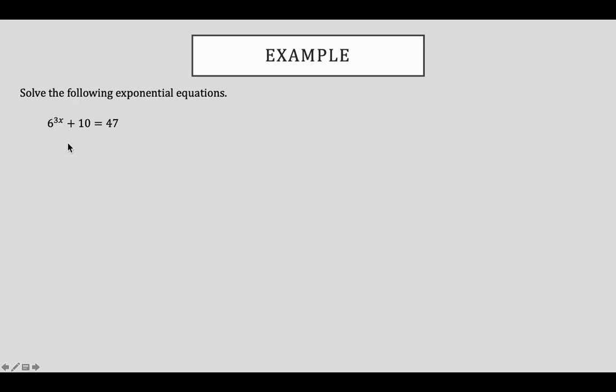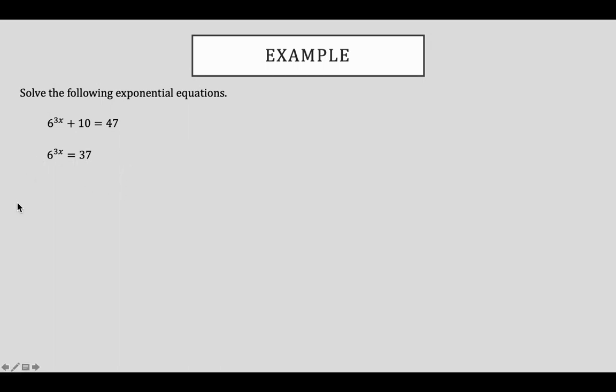So as we just said, in order to solve exponential equations, we want to begin by isolating the exponential quantity, the quantity that involves the exponent where our variable is located. In this case, the exponential quantity is 6 raised to the 3x power. To get it on its own, we begin by subtracting 10 from both sides of the equation. Why would we subtract 10? Subtracting 10 is the inverse operation of adding 10. It undoes this addition of 10. This gives us 6 raised to the 3x is equal to 37.